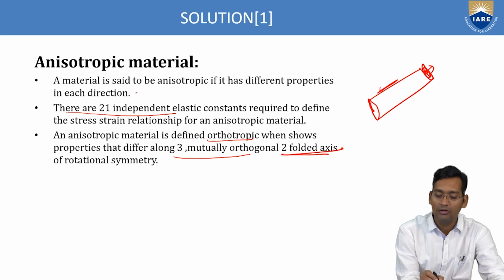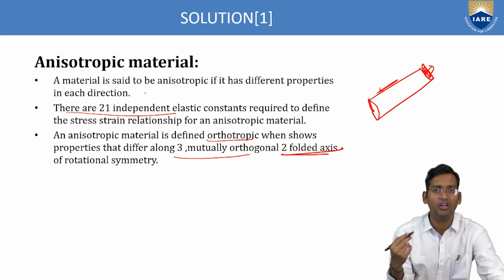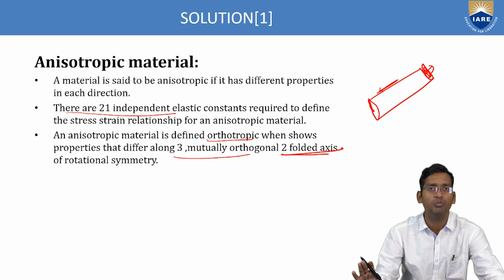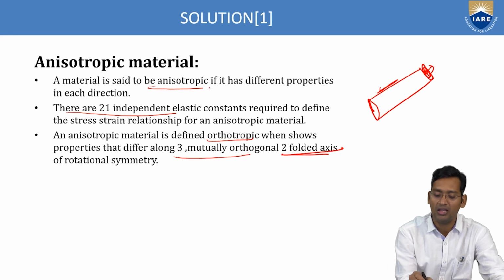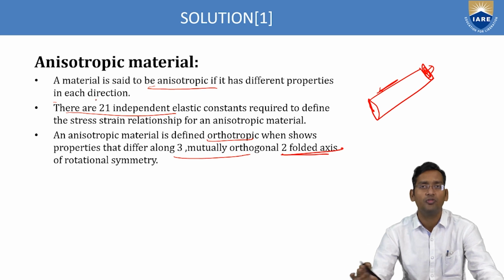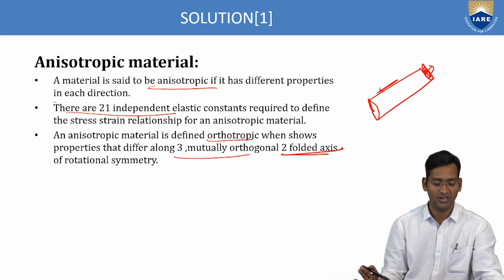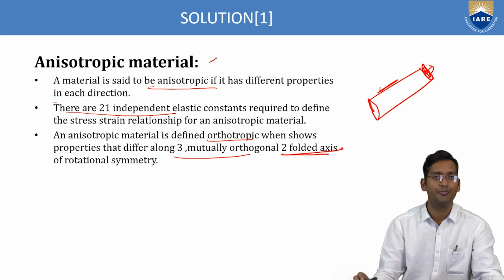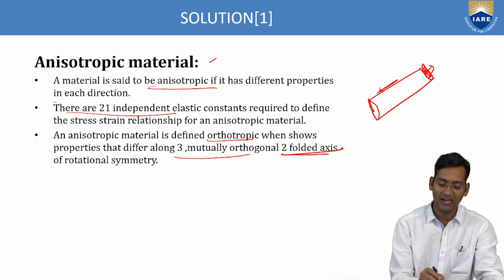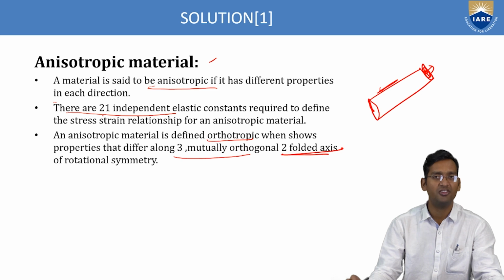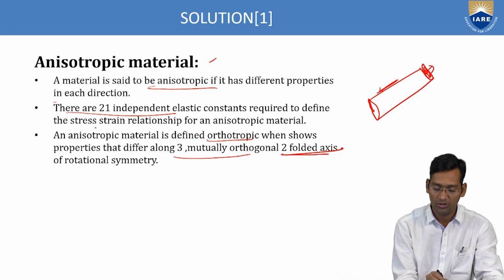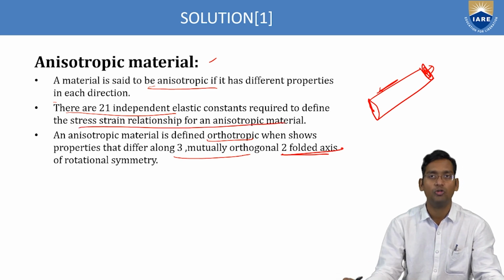Okay, and wherever it is, it has different properties. A material is said to be anisotropic if it has different properties in each direction. Whatever direction you consider, they will have different properties, right? So then we can say that is an anisotropic material. In that case, 21 independent elastic constants are there to define the relationship for an anisotropic material.